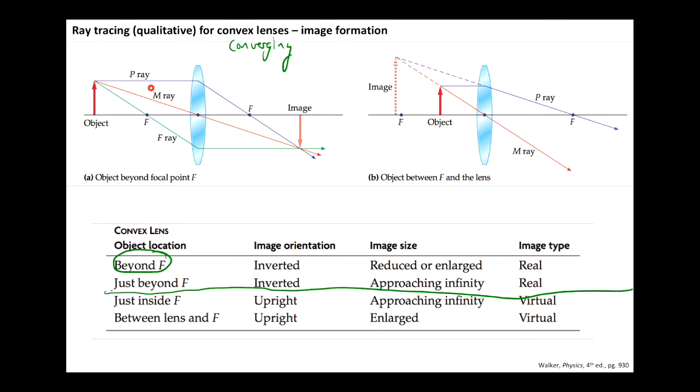Notice what the rays do. P ray goes this way and then through that focal point. M ray straight through, and F ray starts through the focal point, and then they all converge over on the other side. Notice we've got an upside down or inverted image. We've got a couple of options for image size. It could be enlarged or reduced, just depending on how far away we are from this particular lens. Okay? So you've got multiple options there.